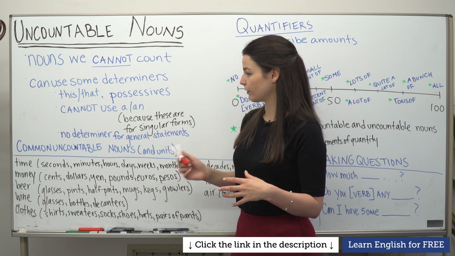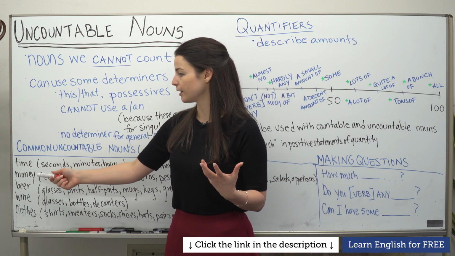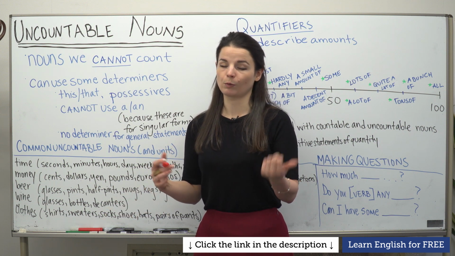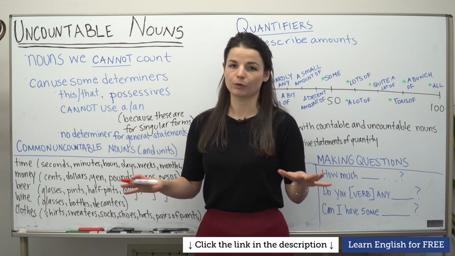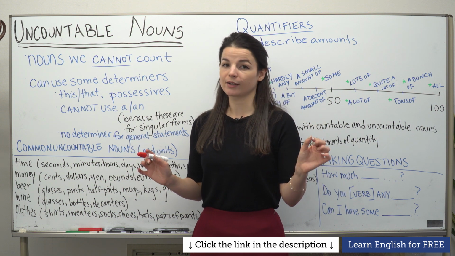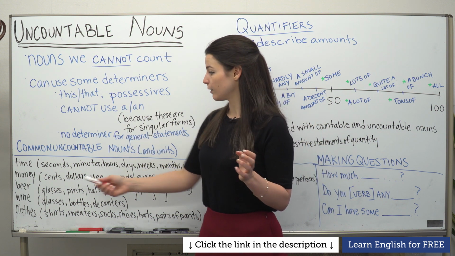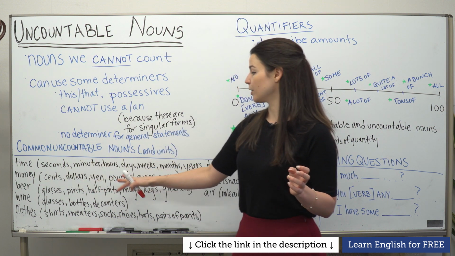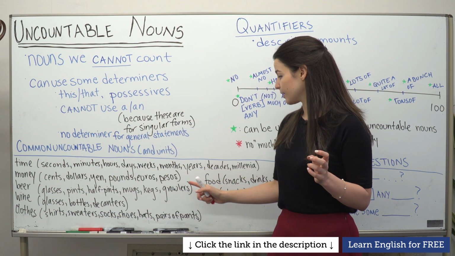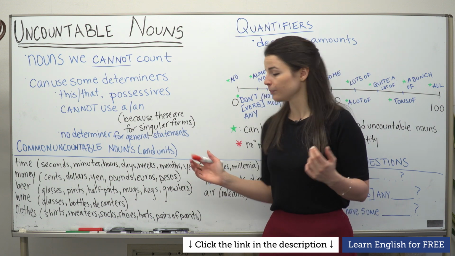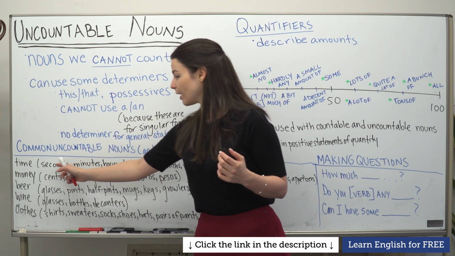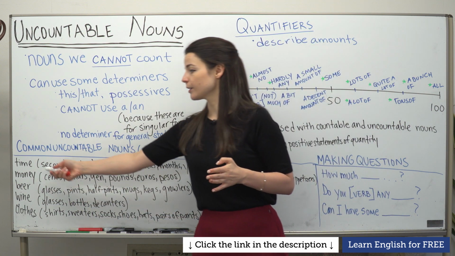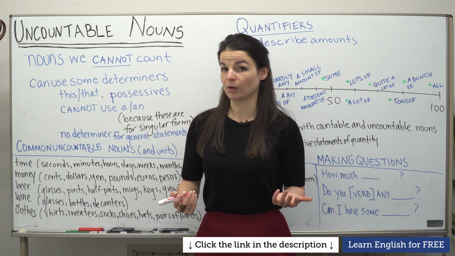So let's take a look at the first example, maybe the most important one, time. Time is an uncountable noun. We don't count 1 time, 2 times, or 3 times. We don't do that. However, we count parts of time, measurements of time. So for example, all of these are countable nouns: seconds, minutes, hours, days, weeks, months, years, decades, millennia. These are all the countable nouns we use to count the parts of time. We cannot count time. We can count the parts of time only.